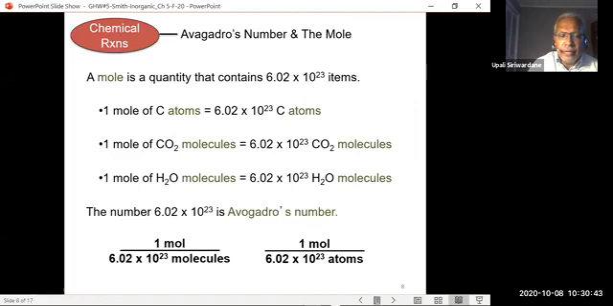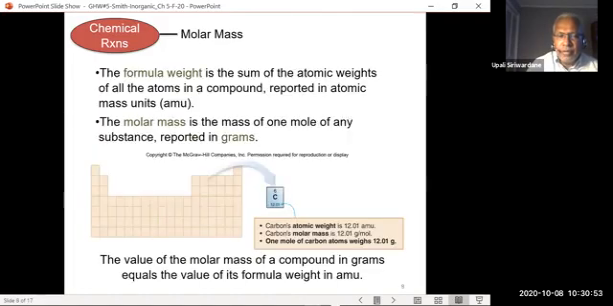1 mole of material is 6.02 times 10 to the 23. How do you get 1 mole of a certain element or compound? You have to go to the molar mass in the periodic table. For example, 1 mole of carbon is obtained by going to the periodic table and finding the atomic mass. Atomic mass is 12.01. Atomic weight is 12.01. So that taken in grams gives 1 mole of carbon atoms.